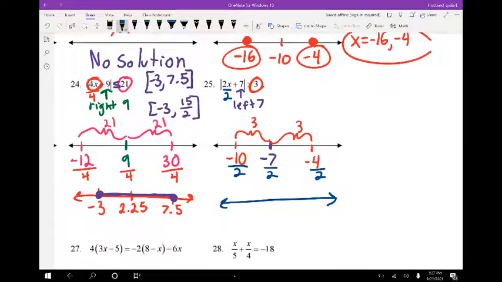So -10 divided by 2 is -5. -7 divided by 2, you can either leave it or you can rewrite it as -3.5. Either one is fine. I'm just going to leave it for right now. And then -4 divided by 2 is -2.